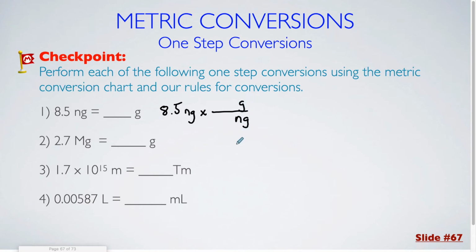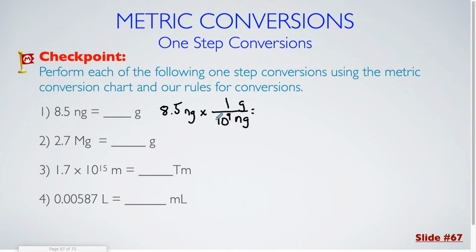Whatever you're looking for goes on top. Out of these two potential units, a gram is larger, so I put a 1 next to that. On your conversion chart, nano is 10 to the negative 9th. But I'm not allowed to put a negative sign in the conversion factor, so just 10 to the 9th.